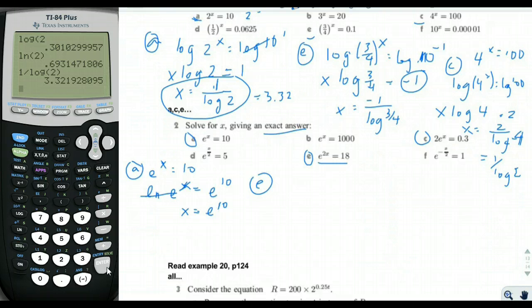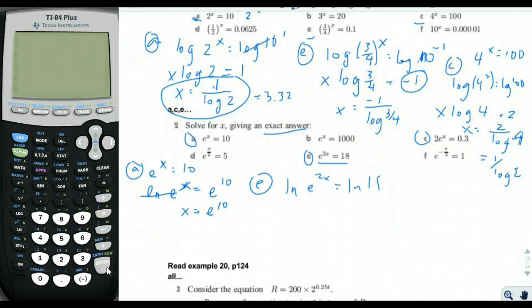E to the 2x is equal to 18. Let's take the log of both sides because we don't know what we're doing. And that'll give us 2x is equal to the natural log of 18. So x is equal to the natural log of 18 divided by 2.